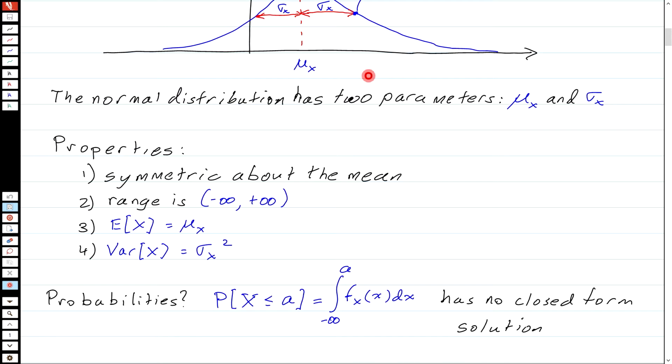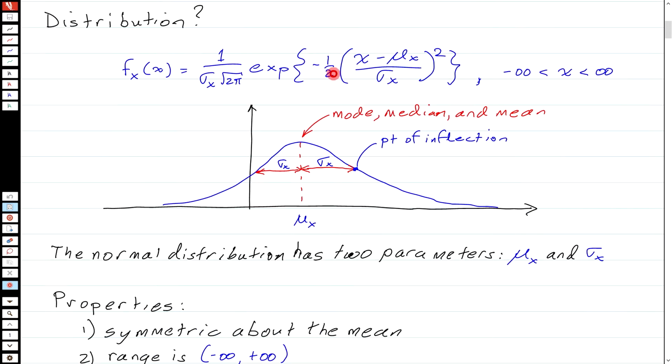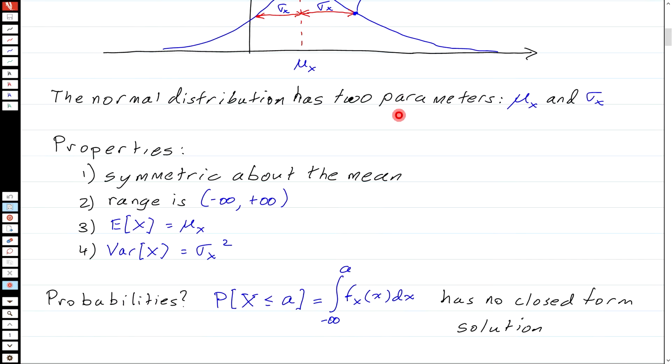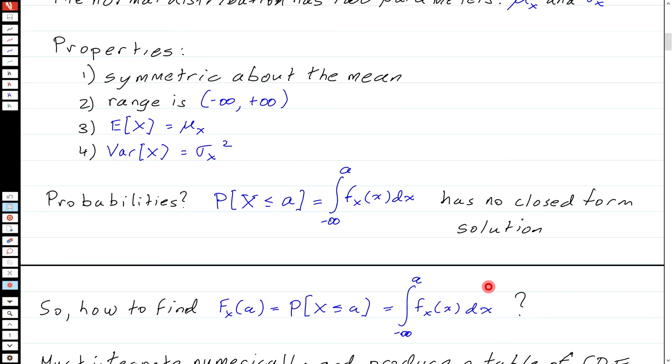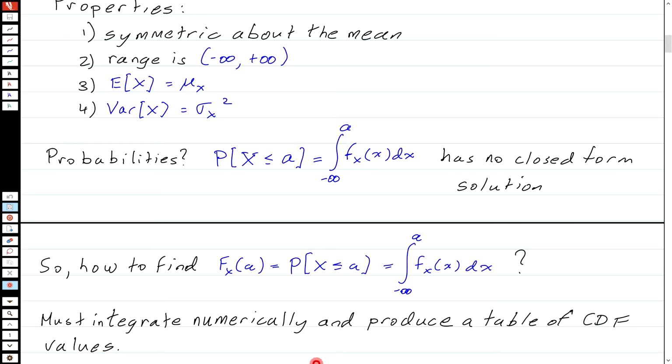So one of the problems with the normal distribution is that the integral of this expression up here, so f of x, has no closed form solution. And what that means is that I can't find probabilities in a closed form way. The probability that x is less than or equal to, say, a would be the integral from minus infinity to a of f of x dx. And since this has no closed form solution, we're going to have to find that probability by integrating numerically.